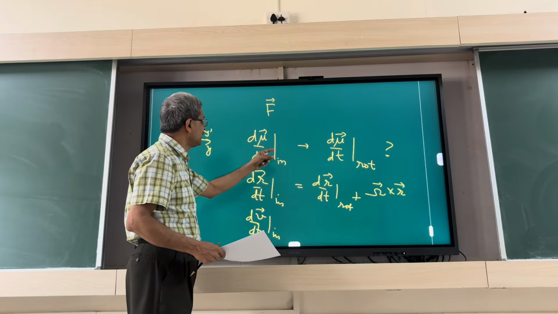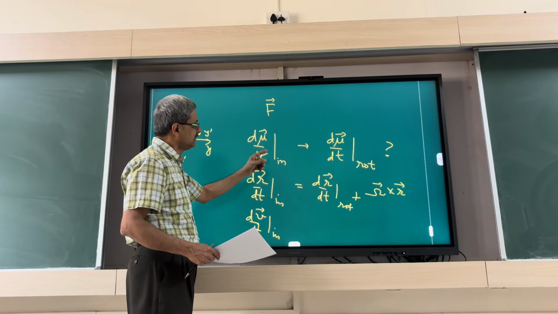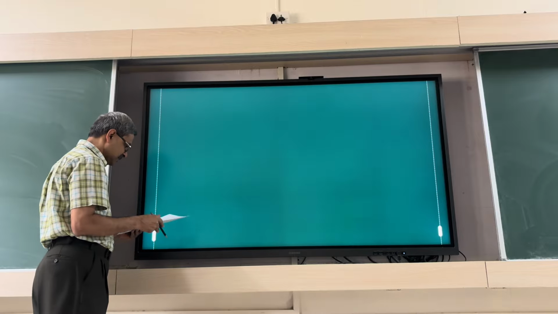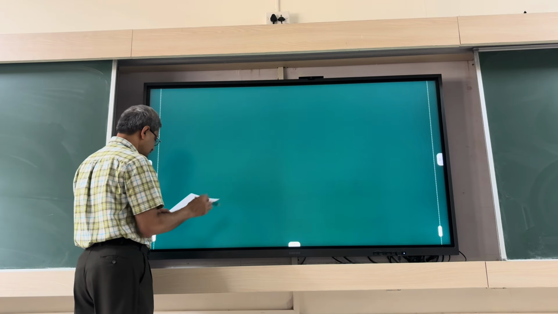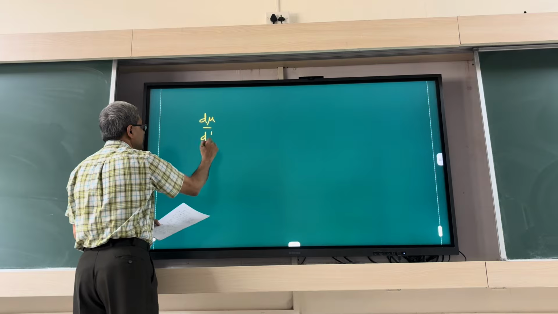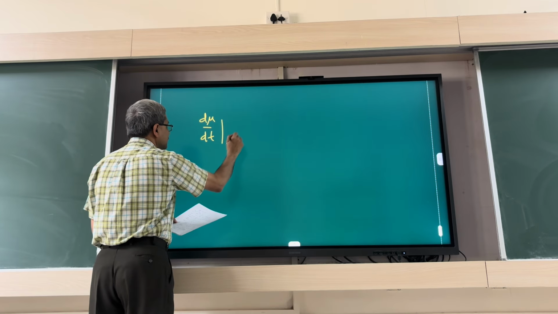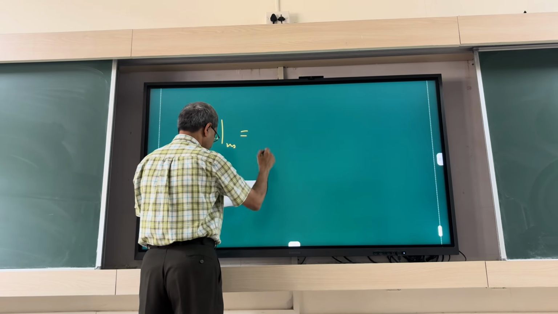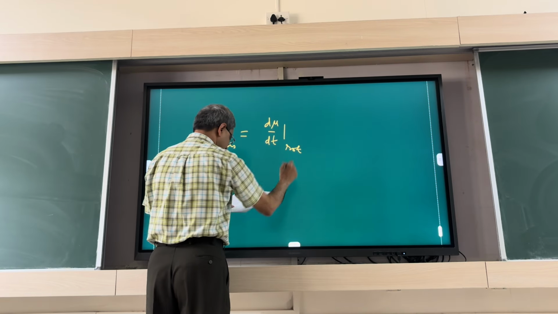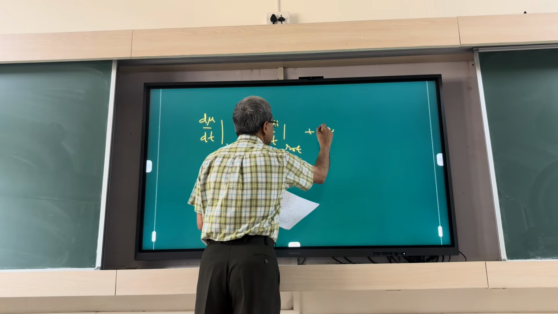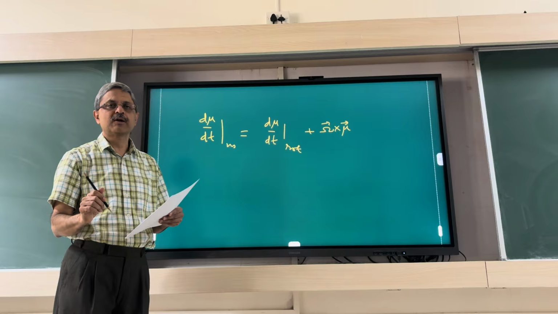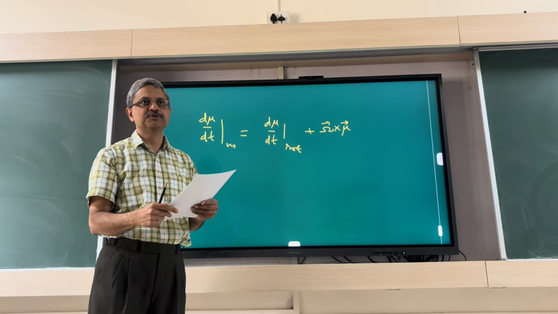We want to write down now for the magnetic moment vector how the rate of change is different in the two frames. Just like I wrote right now, d mu dt in the inertial frame is d mu dt in the rotating frame plus omega cross mu. But remember, this omega is the angular velocity of the frame that you chose.